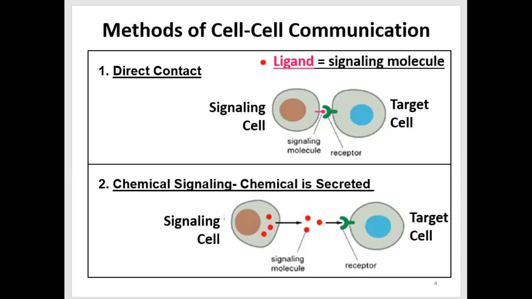Now, the second method is often referred to as cell signaling, but more accurately it is called chemical cell signaling or signal transduction. I will use chemical cell signaling. This method also involves a ligand and a receptor interacting, but in this case the signal is not embedded in the signaling cell's membrane. Instead, it is released by the signaling cell. When the chemical signal is released, it must reach its target cell by the process of diffusion.